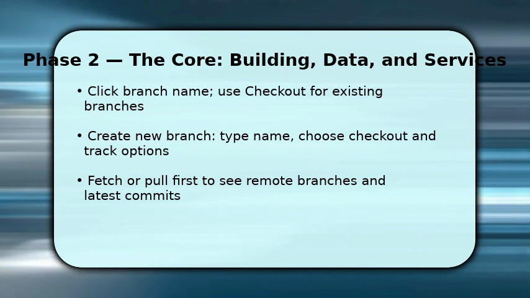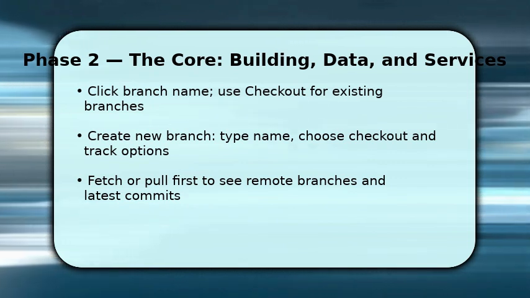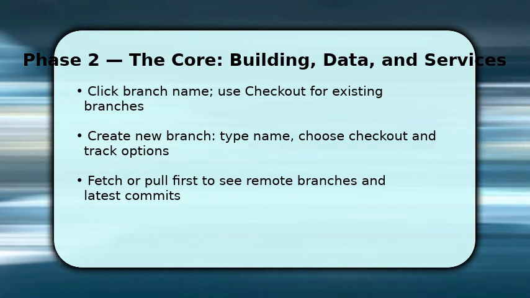If you need a new branch, select New Branch, type a clear name, and choose Checkout. Optionally set it to track a remote branch so pushes are linked. Make sure to fetch or pull beforehand to list remote branches and avoid missing recent commits. This prevents accidental divergent histories once you switch.